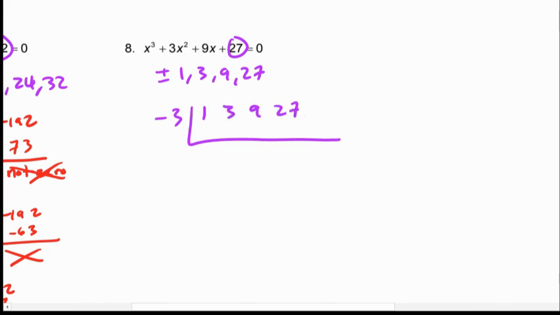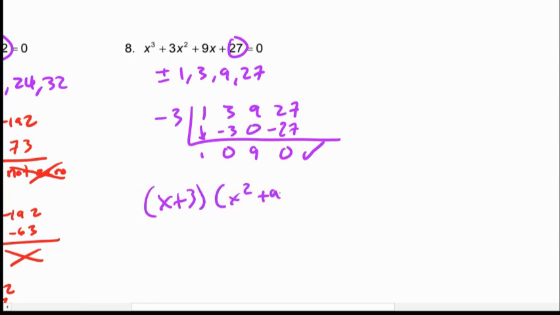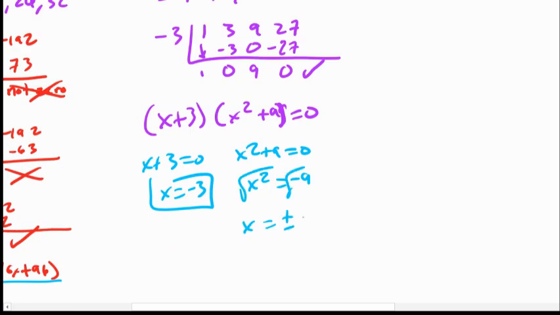So I bring down this, I get 0, I get -27. So now it becomes x plus 3, and then x squared plus 9. And then I set each piece equal to 0. And I get my 3 solutions of -3, +3i, and -3i.